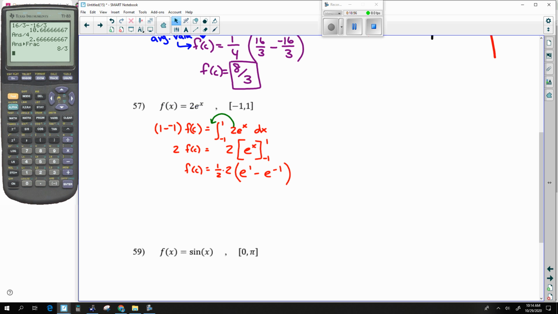Okay. E itself is like, I forget what the number is. So this is just going to be e minus e to the negative 1, which is 1 over e. In essence, it has an exponent of negative 1. That would be the answer. That's the average value.